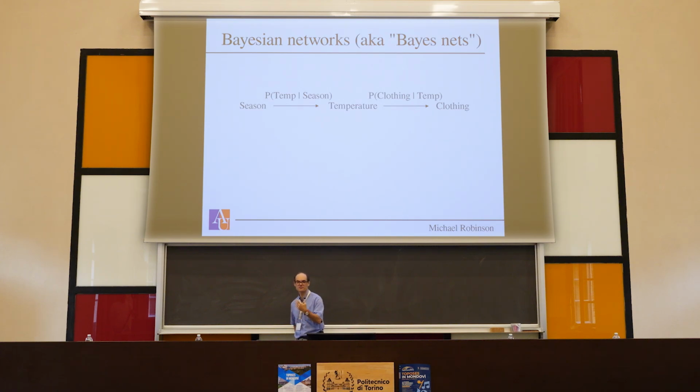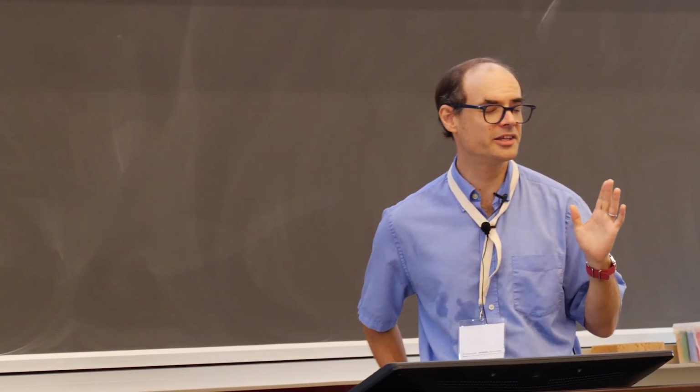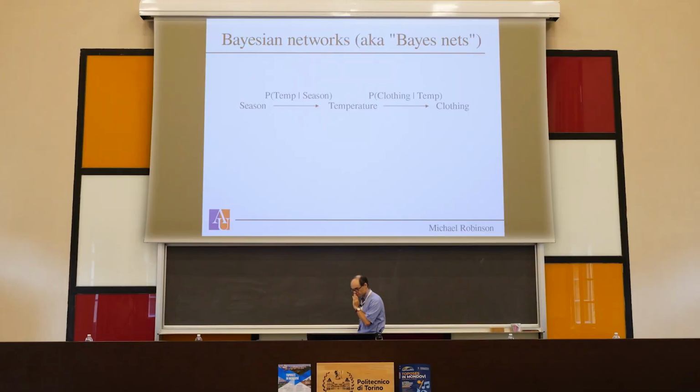What's the probability of certain temperatures? It's a conditional probability distribution. And of course, the same can be said for clothing. Given that the temperature is 23 degrees Celsius, for instance, what clothing choices are likely to be made?